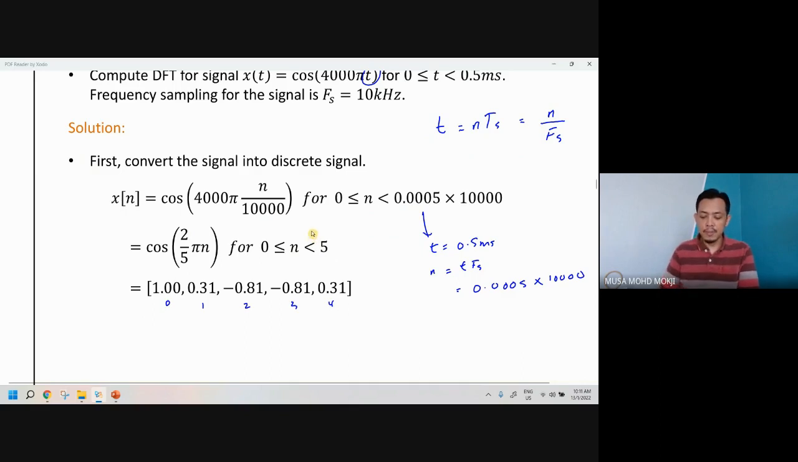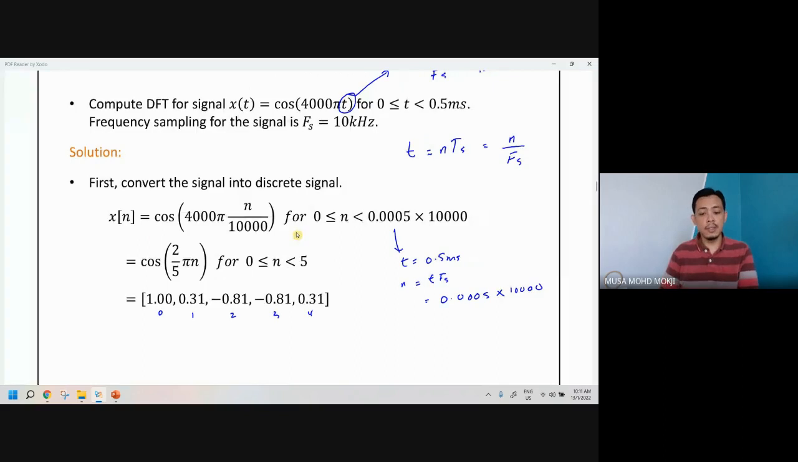Again, if you realize, if it is in continuous time, you can only represent the signal using an equation, and this is the equation for our continuous time signal. But if you have a discrete time signal, you can represent it either using this equation, or as a series of values, which we call a vector. We cannot have this vector if we have a continuous time signal.